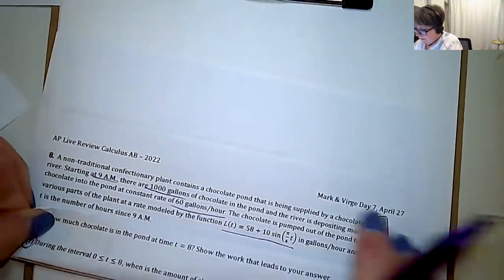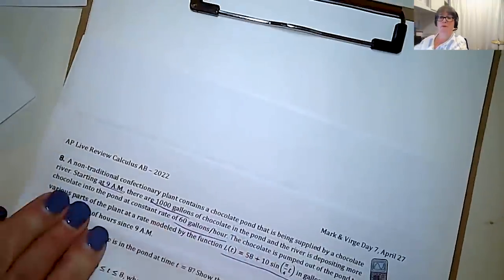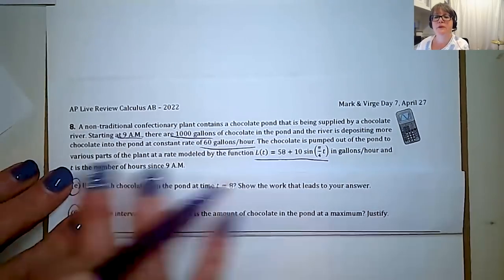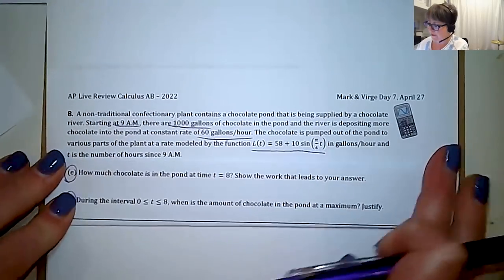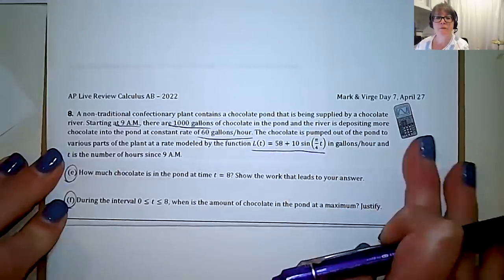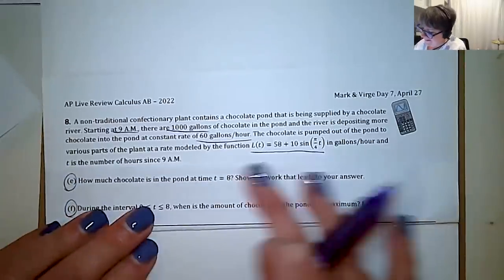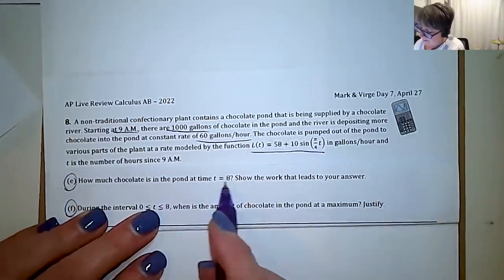E says, how much chocolate is in the pond? Okay, that was pretty slick. How much chocolate is in the pond at time t equals 8? Show the work that leads to your answer. Did you impress yourself? Yeah, that's not hard. Okay. All right. So how much chocolate is in the pond at time t equals 8?